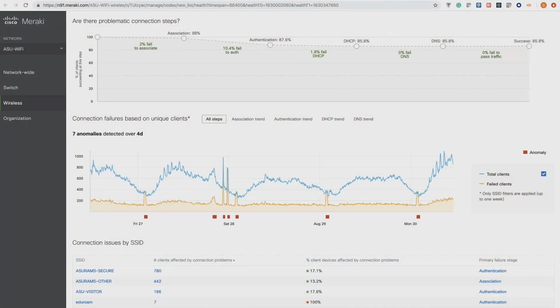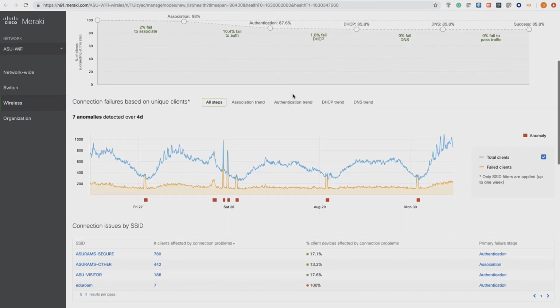So let's say you go into the network, right? You land on this page, which is at a network level, showing you how the Wi-Fi is impacted, and you come here and you see the anomalies. You see all the 4 pieces: association, authentication, DHCP, and DNS, and you see how it's trending. Now, the key important piece here is you can see the amount of failed clients over here, and you can see the anomalies are happening only at certain timelines, but there are failures throughout the network.